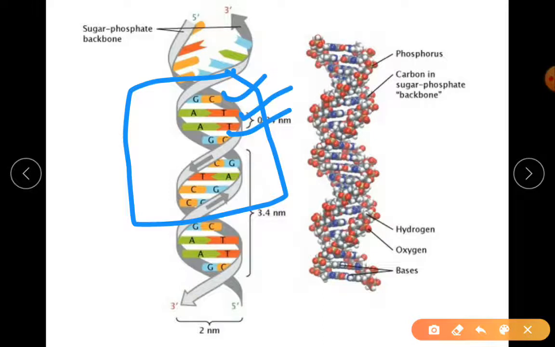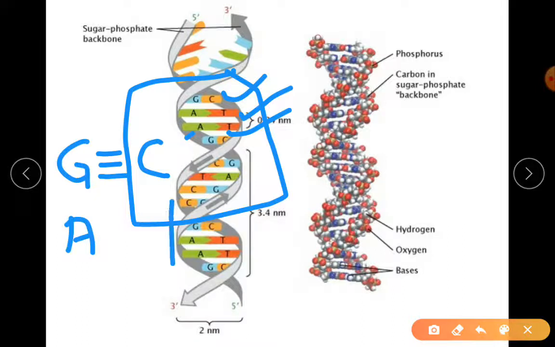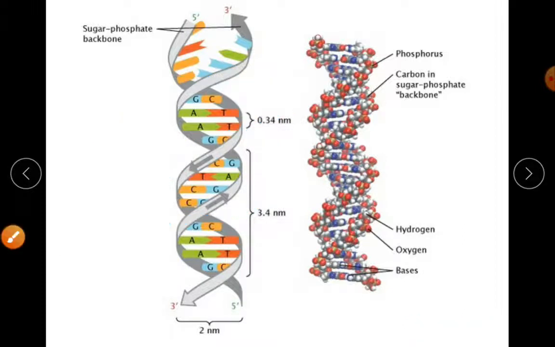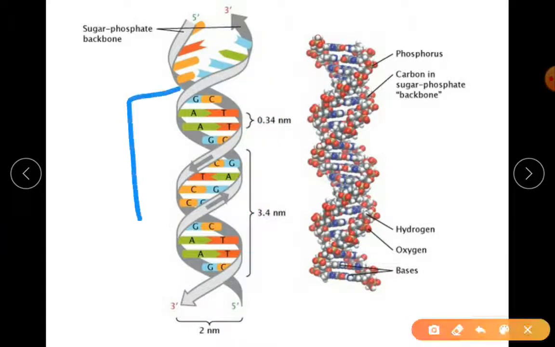So you are saying on one strand G, which is triple bonded with C, then another here A is there, I'll write A. On the other strand it is T, so it is a double bond. I hope you understood what I'm trying to say. So you have to show one pitch. This is one pitch, and please write it, one pitch, that is 3.4 nanometer.